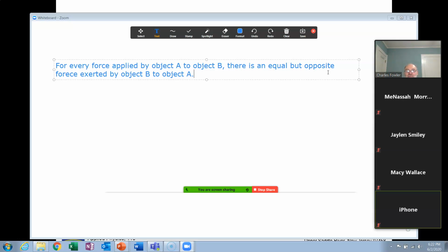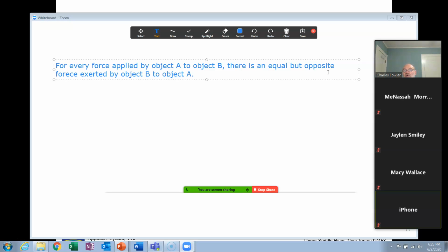And that's where we got the equation: the net force acting on an object is its mass times its acceleration. If there's no acceleration, there's no net force. Okay? If there is an acceleration, there has to be a net force somewhere acting on the object. But again, you have one object.